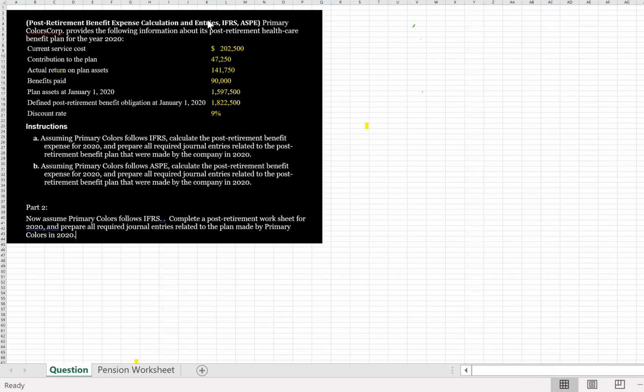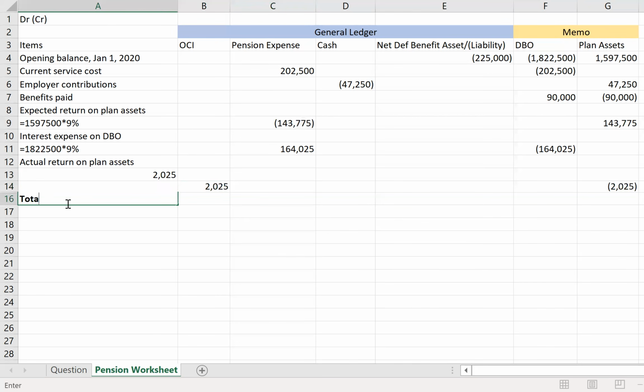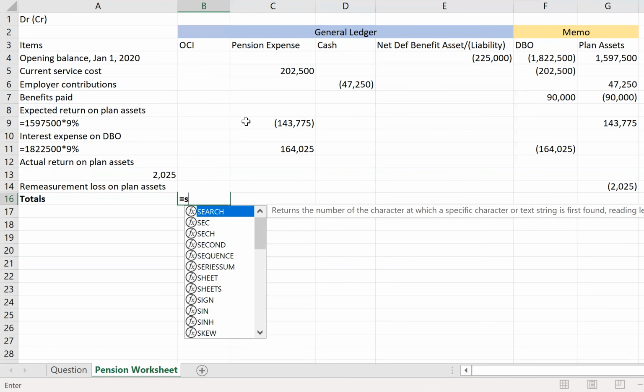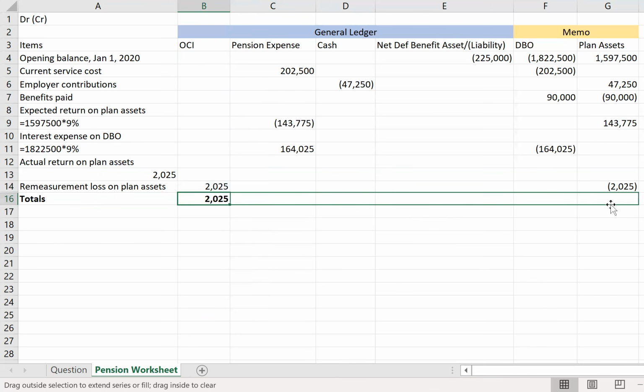Okay, I think we've picked up everything in the question. So we were asked to calculate the post-retirement benefit and do all the required journal entries for the company. Okay, so let's start by running the totals through our pension worksheet. Okay, let's run these across.